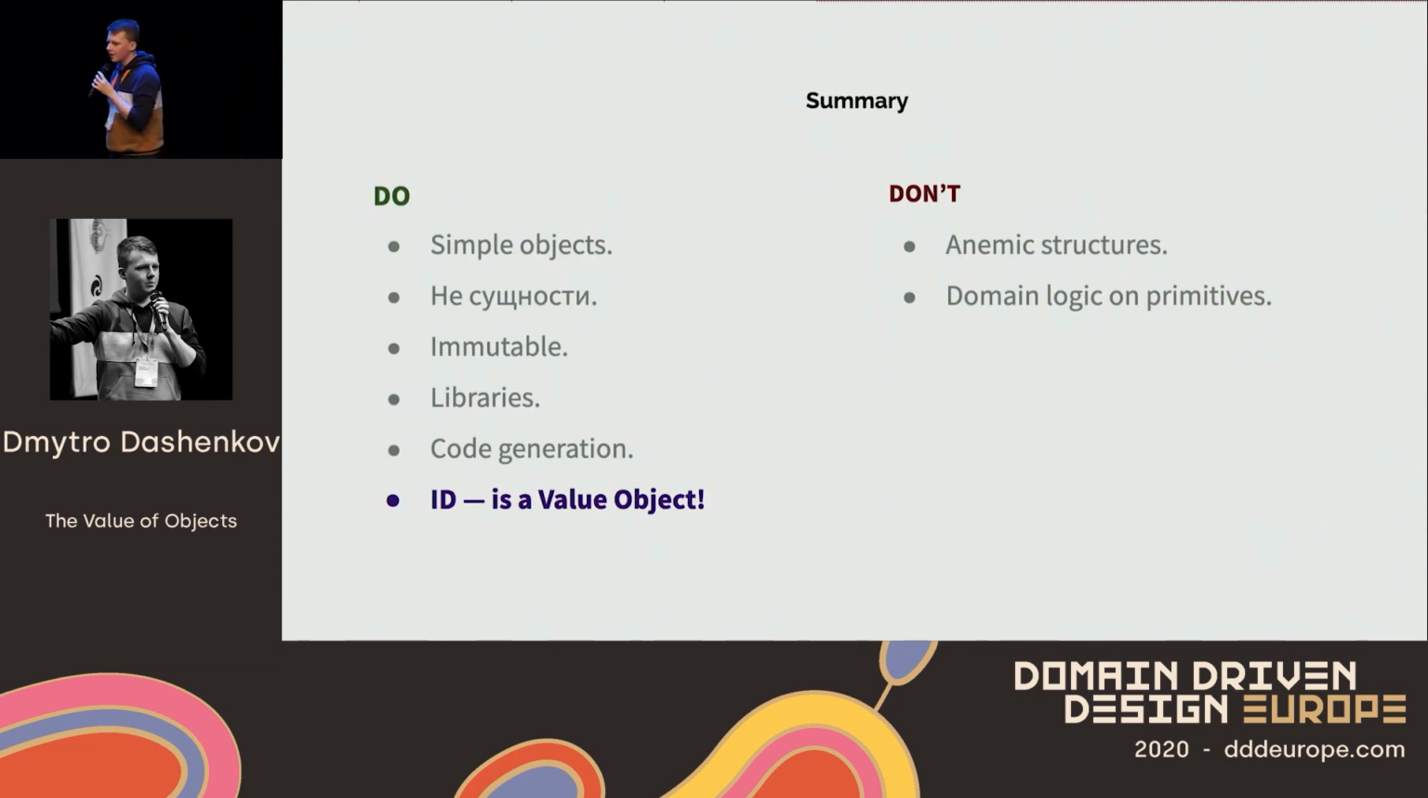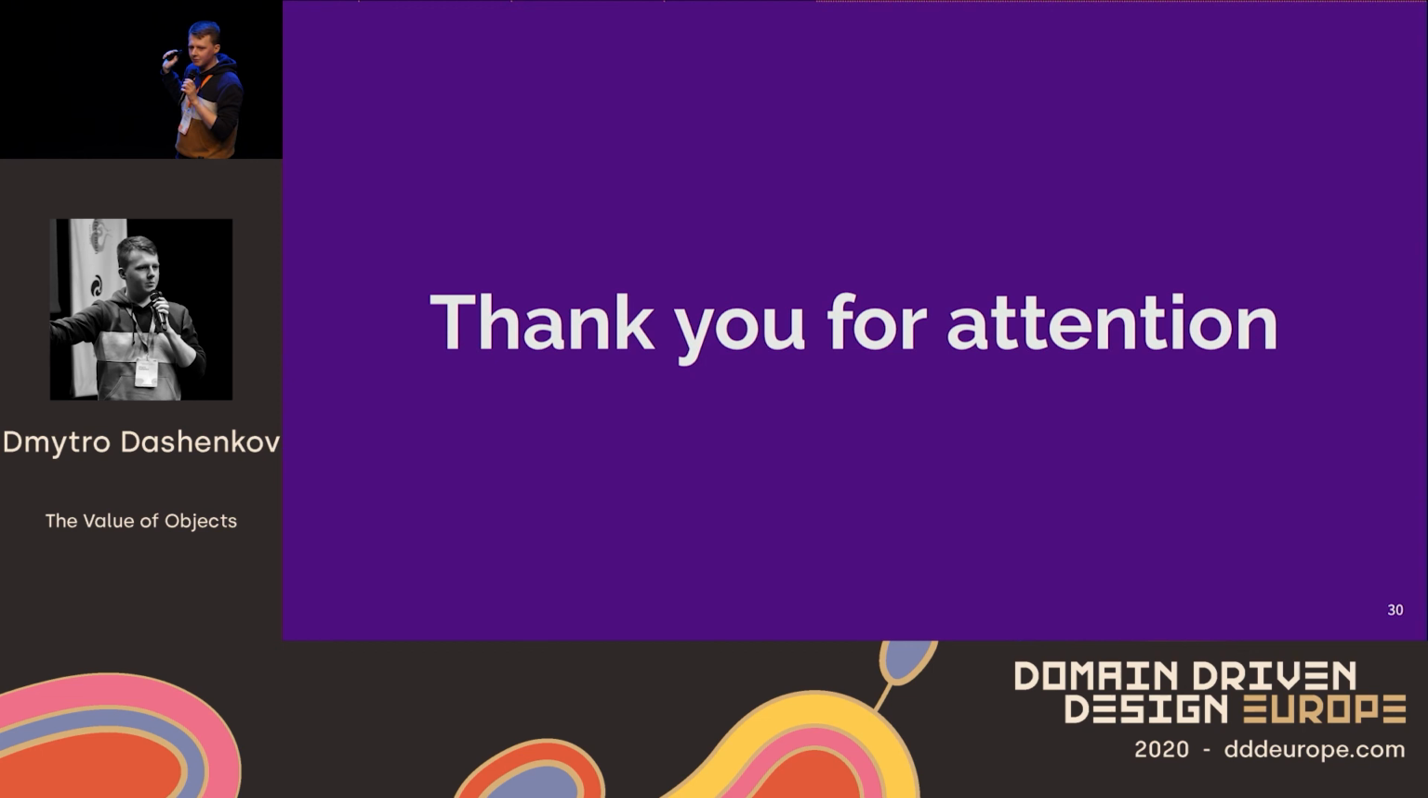So as a summary, value objects are small, tiny immutable things that can help you isolate supporting logic from the actual domain logic. And they should not be dumb structures, they should be smart objects. And domain logic on primitives always breaks. Remember that. Thank you for your attention.